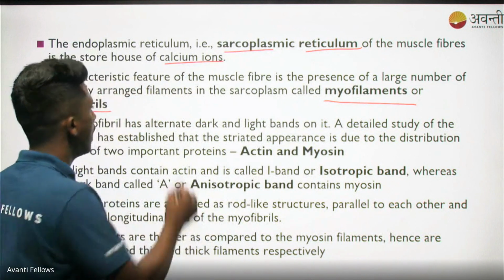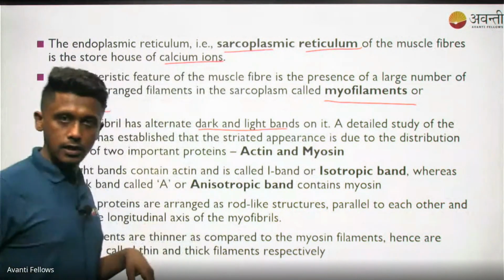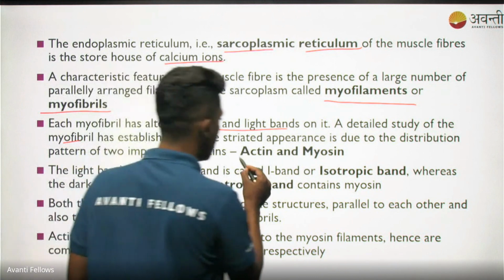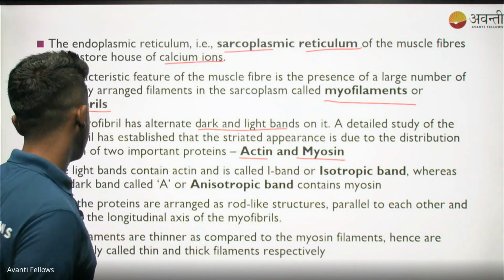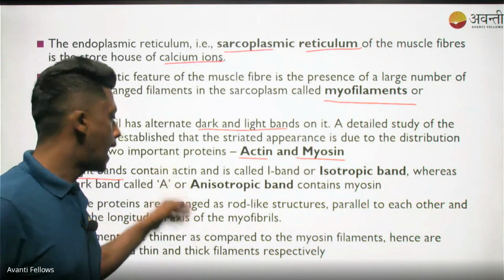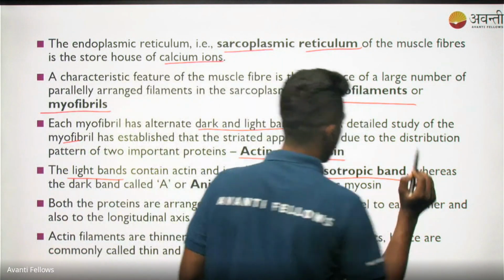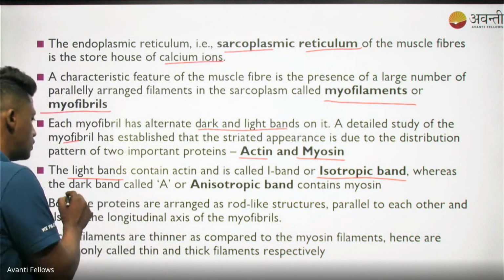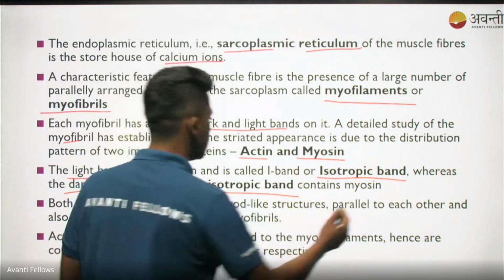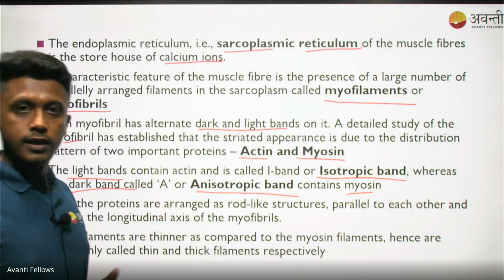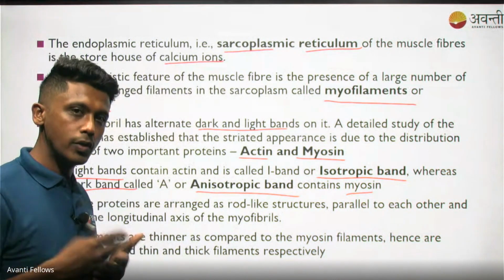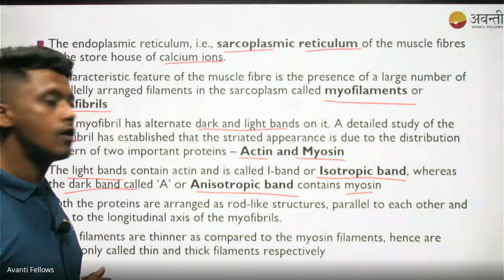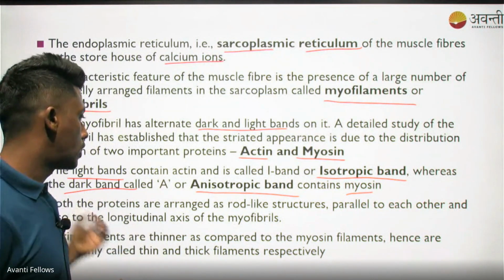So let's see. These alternate dark and light bands are because of myofibrils such as actin and myosin. What is actin? Actin is a light band, also called the isotropic band, or I band. Whereas myosin is a dark or thick band, which we call the anisotropic band, and they contain myosin, obviously. These proteins are arranged parallel to each other and alternate to each other on a longitudinal axis.